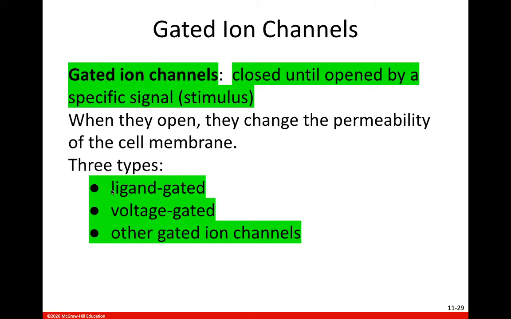Ligand gated are going to be those ion channels, like with our muscle cell, that begin the action potential. They are the ones that, when the neurotransmitter acetylcholine attaches, they open and allow sodium in. If enough sodium gets in to reach negative 55, which is threshold, then that stimulates our voltage gated sodium ion channels to open. So again, ligand gated begin letting the sodium ions in.